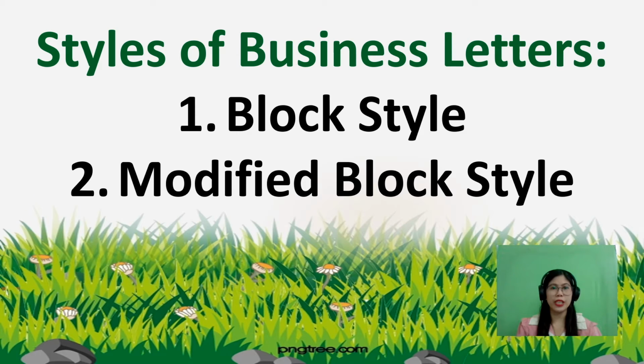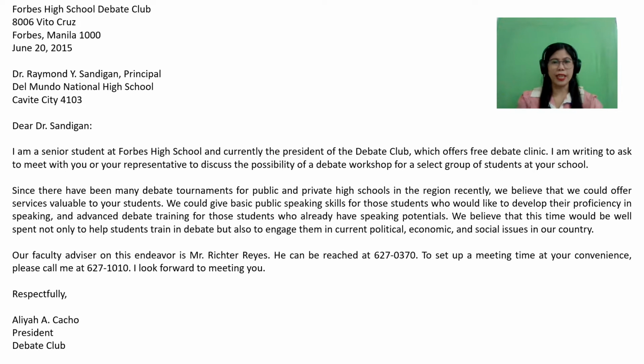There are two different styles of business letters. We have the block style and modified block style. Now let's determine their differences. In a block style, the content of the business letter is aligned with the left margin or written or typed on the left side of the paper. The paragraphs are also separated with a line space. Look at the example we have. So that is a business letter using a block style format.